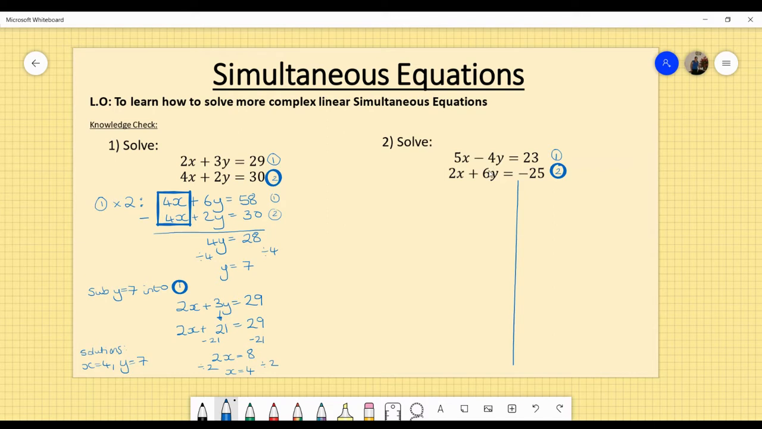And I also can't do anything with the 4 and the 6 to make one of them the same. So the only way to deal with the slightly more complicated simultaneous equations like this is to do something to both of the different equations. And this is why there are two ways of doing it.